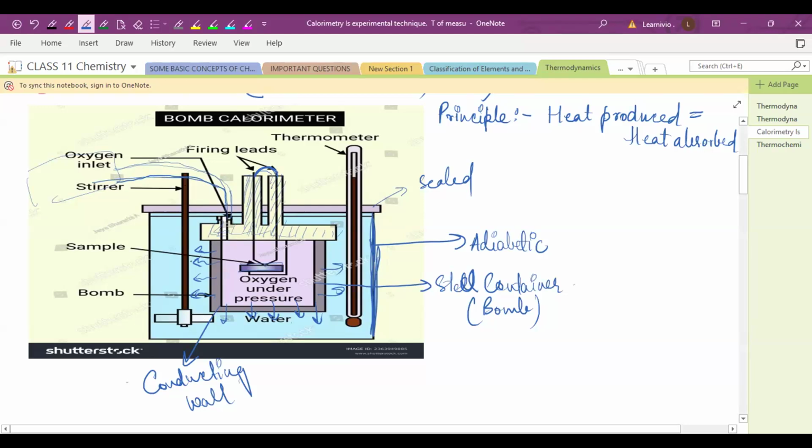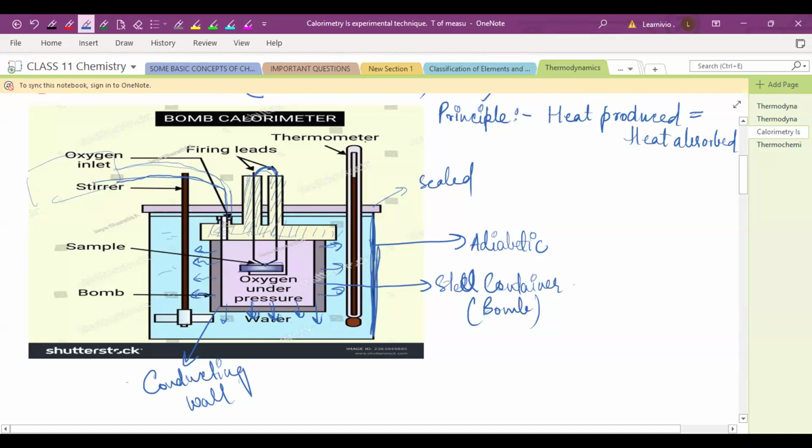Okay, and the speed of the stirrer should not be very fast. If the speed becomes very fast, then due to the mechanical energy, heat will also be produced, and the temperature will also rise. So the stirrer should stir very slowly, so that the heat is transferred through all of the water present in this large container. Okay, so when the heat is evolved and transferred through all the water around this bomb, the temperature changes.